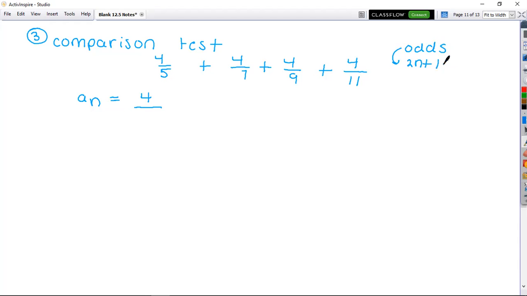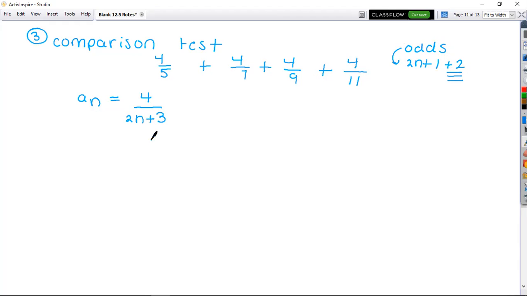So now because I'm starting at 5, I have to add on 2. Okay, so you can still do that. I just want to make sure you knew that. So this expression down here is going to be 2n plus 3 instead.